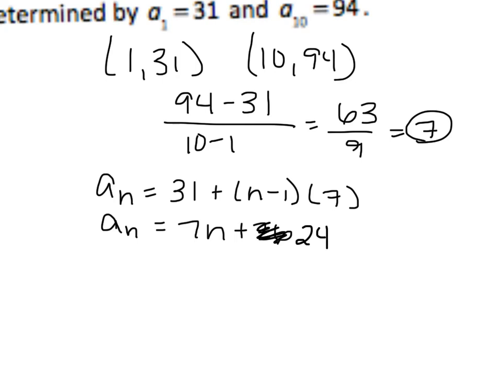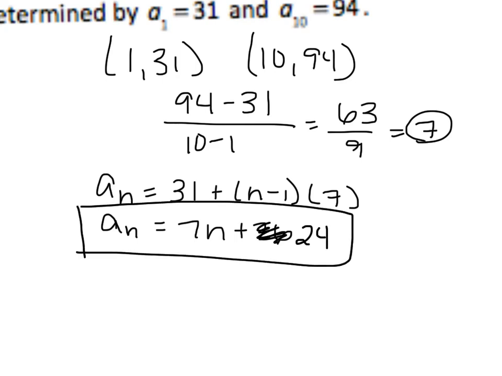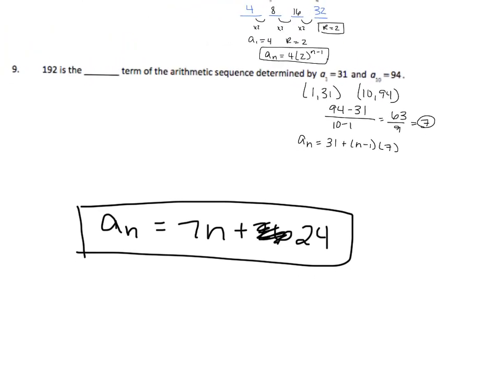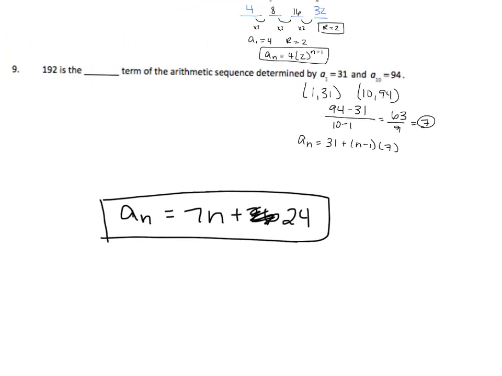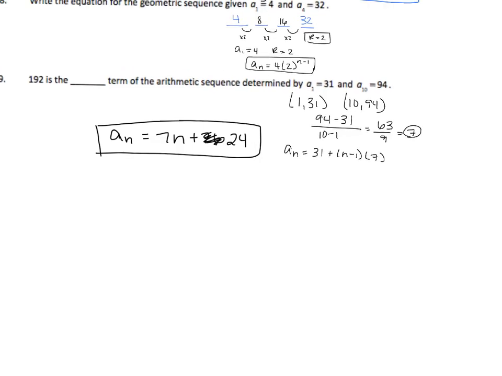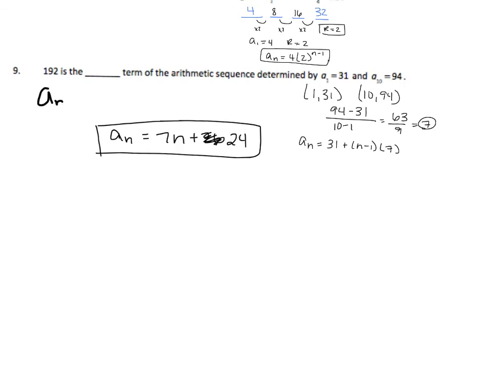Okay, so now that I have my rule, I want to figure out what term of the arithmetic sequence 192 is. So what this is saying is, remember when you have a sub 3 equals, whatever, 10, this is saying the third term is 10. So whatever the term is, in this problem it's 192, I need to figure out if that's the third term, the fourth term, the fifth term, the sixth term, and so on.